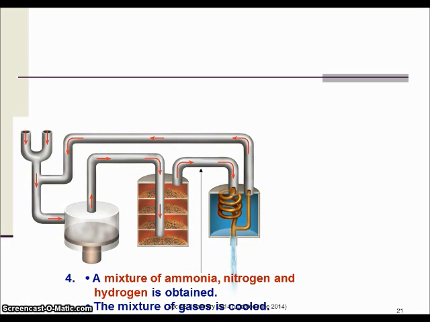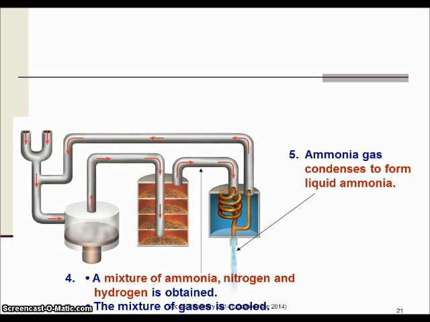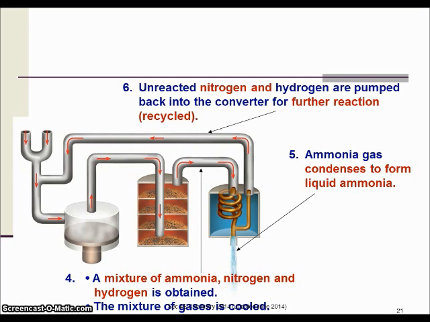The mixture of gases that is obtained is then cooled, and ammonia gas condenses to form your liquid ammonia and is collected. The unreacted nitrogen and hydrogen gas are then recycled and are pumped back into the converter for future reactions.